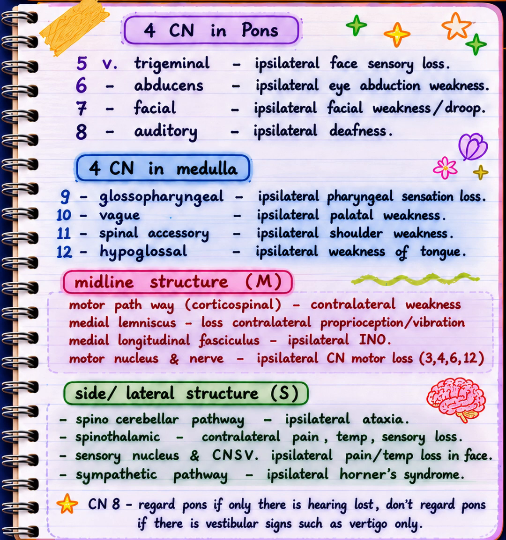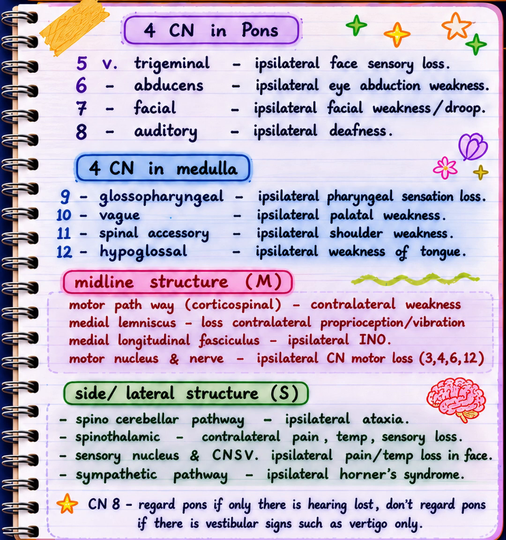So now we know that if there is an involvement of 3, 4, 6, and 12, it will be midline. If there is an involvement of INO, it is midline. If there is an involvement of proprioception and vibration, the medial lemniscus structure, this is midline. If there is a motor weakness, it is also midline.